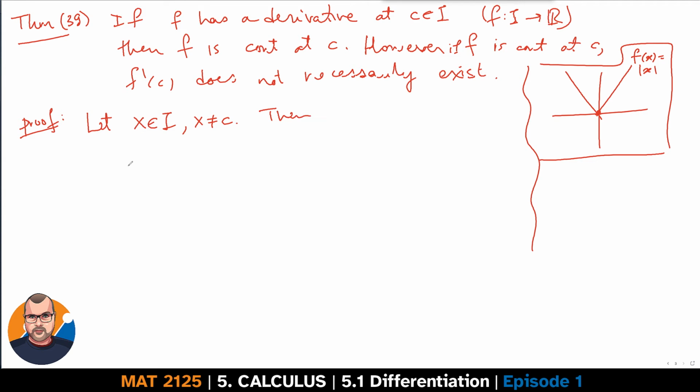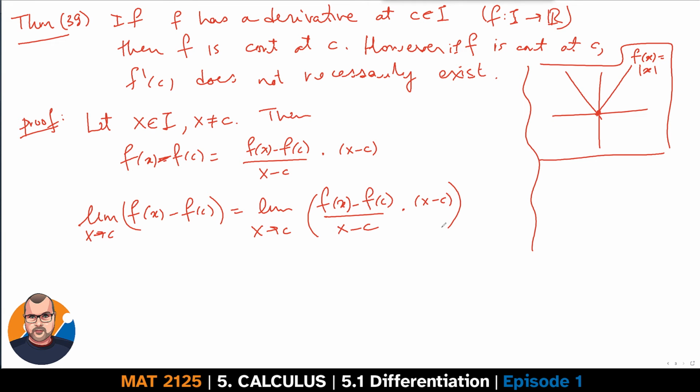In that case, the difference between f at x and f at c is simply going to be f at x minus f at c divided by x minus c times x minus c. Right? Because I'm not dividing by 0 here, because x is not equal to c. This is definitely true. So I can take the limit on both sides. That should be equal. On the one hand, I know that the limit of the first term, f at x minus f at c divided by x minus c when x goes to c, exists, because f has a derivative at c. And I know the limit of x minus c when x goes to c, it exists.